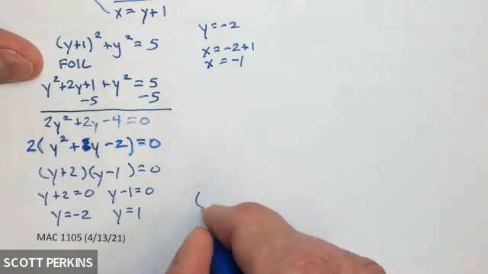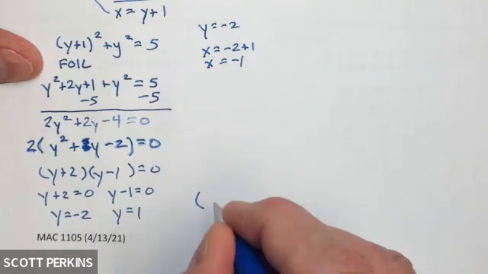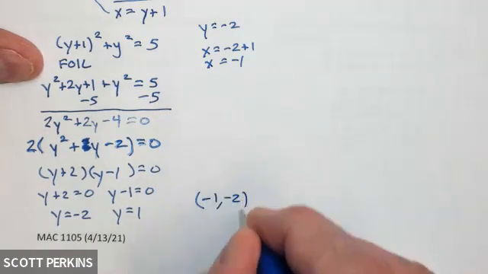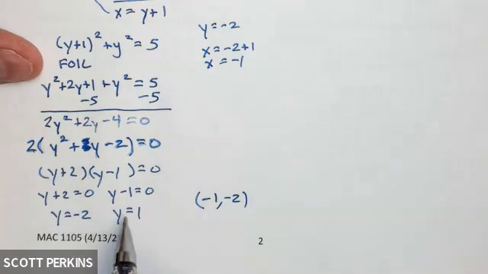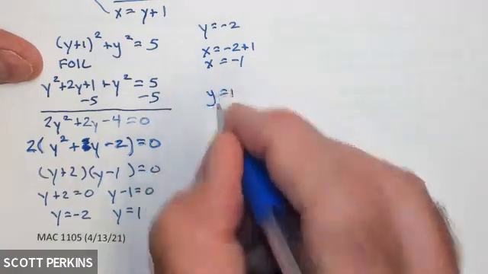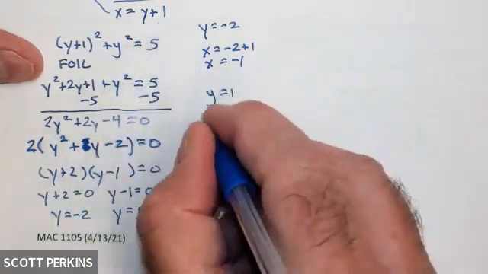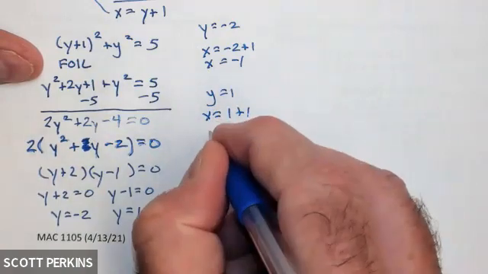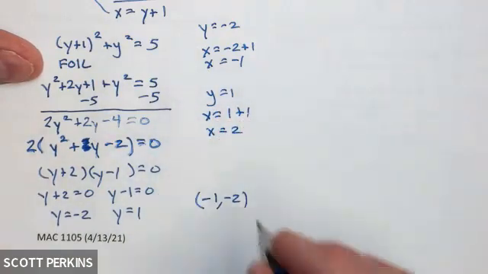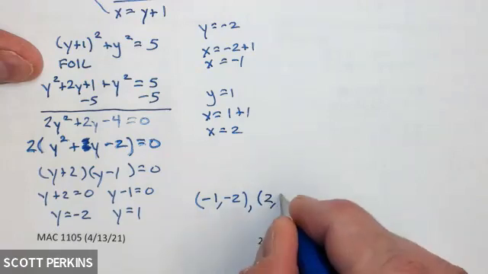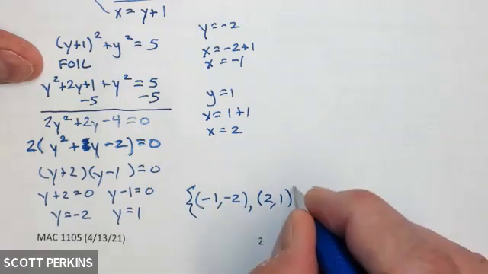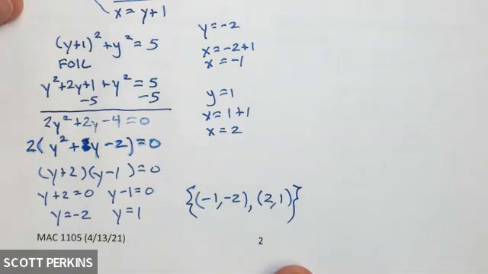So my first point, I'm just going to write it down here at the bottom, is the x value -1, the y value -2. And then for the y value 1, I'm going to do the same thing. Take the 1 and I get x is equal to 1 plus 1, so x is 2. And so we get the x value 2, the y value 1, and there we go.